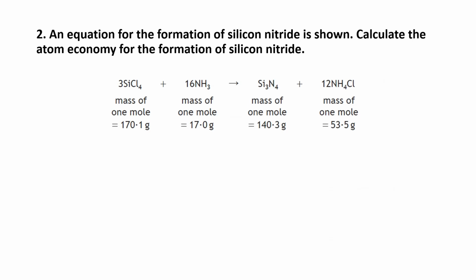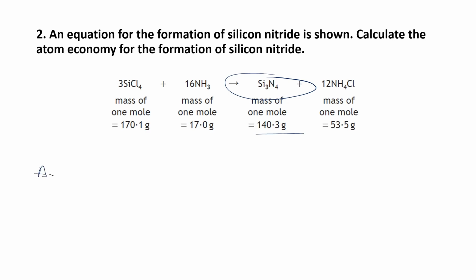Question 2 states that an equation for the formation of silicon nitride is shown, and we have to calculate the atom economy for the formation of silicon nitride. Again, we must first identify our desired product, which is here the silicon nitride. And in this question, they've actually already given us a gram formula mass of each of our products and reactants.